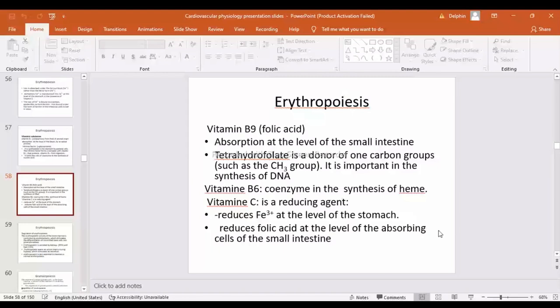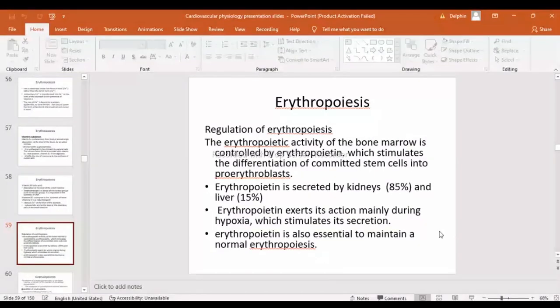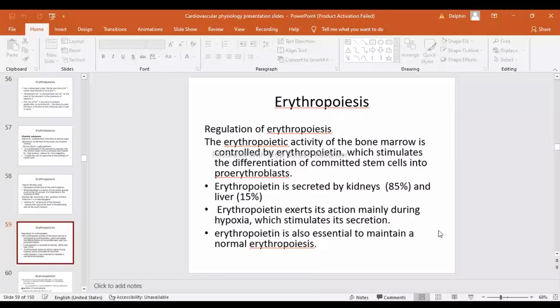And also for regulation of erythropoiesis, the erythropoietic activity of the bone marrow is controlled by erythropoietin, which stimulates the differentiation of committed stem cells into proerythroblasts. Erythropoietin is secreted by kidney and the liver. Erythropoietin exerts its action mainly during hypoxia, which stimulates its secretion. Erythropoietin is also essential to maintain a normal erythropoiesis.